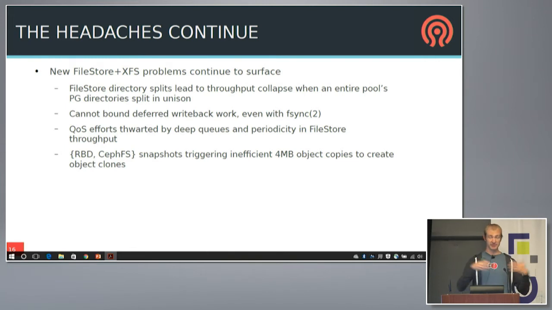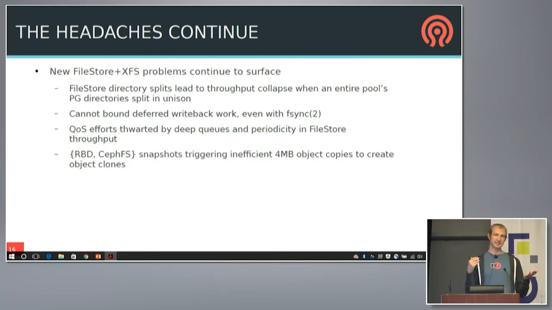So as you were populating a cluster and putting billions of objects into the cluster, all the nodes in the cluster would sort of hit these split thresholds at the same time and start splitting directories into pieces, and throughput would totally tank as all of them did that at the same time.